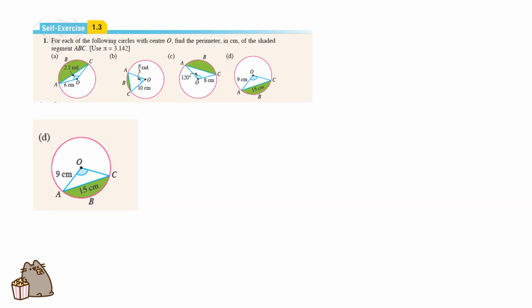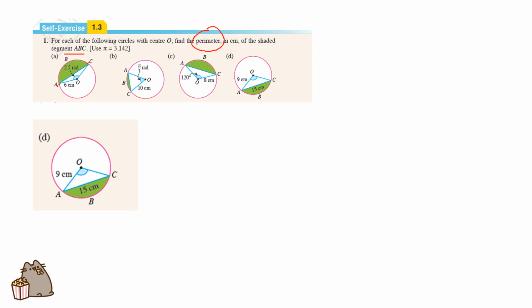Okay, we continue with exercise 1.3 now. For each of the following circles with center O, find the perimeter of the shaded segment ABC. Perimeter is the keyword. Segment ABC is the green one, which is shaded here. Use pi equals 3.142. I will discuss question D, but before this, try to understand the question. The perimeter means we are finding the arc length of ABC and the chord AC here. We add them up and we will get the answer.